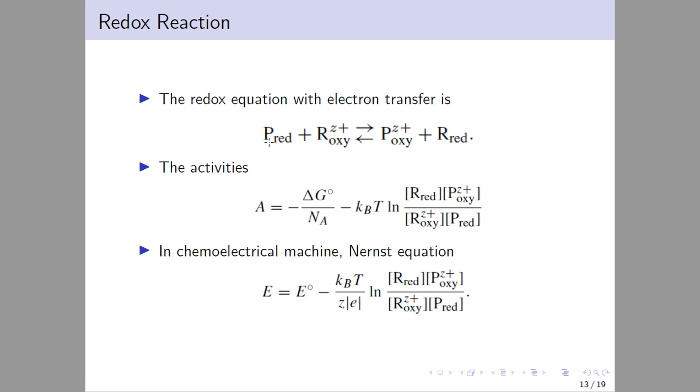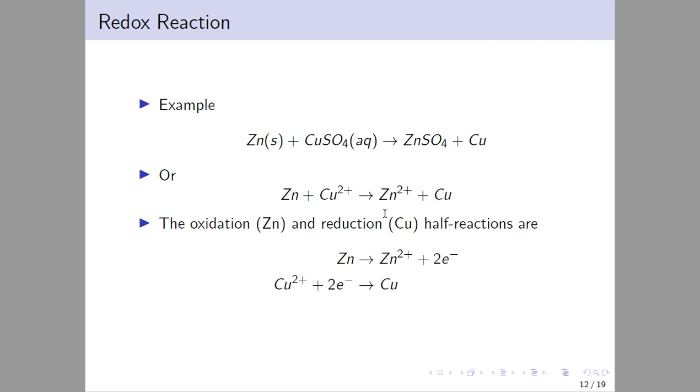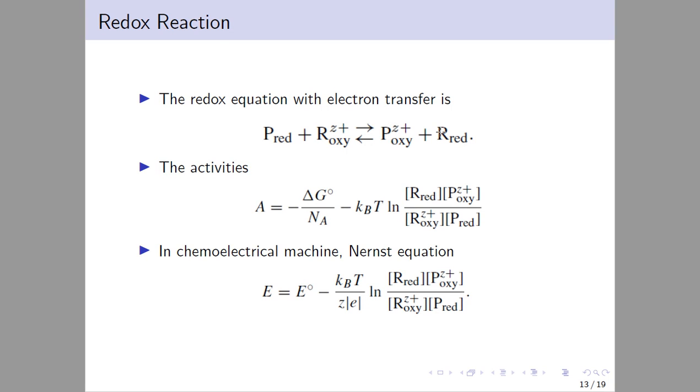P, product, is reactant. So P, product, becomes oxidation, and R becomes reduction. Again, we are calculating this activity, or the speed of the reaction.